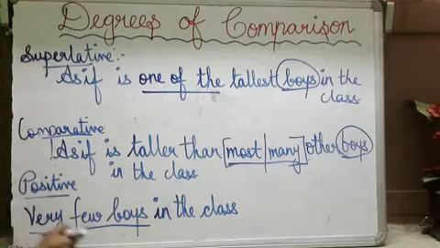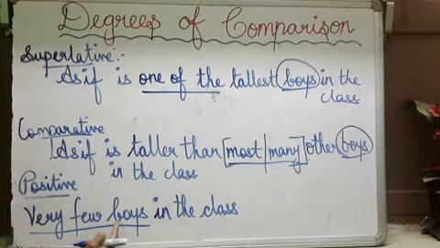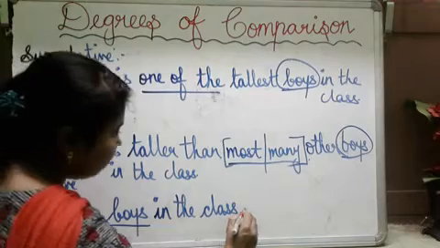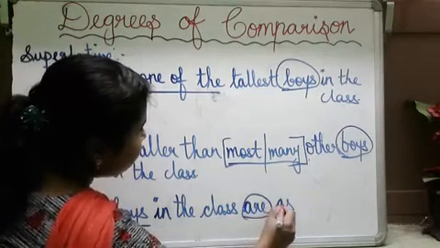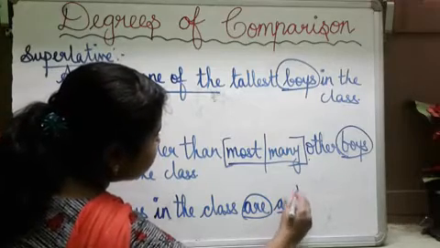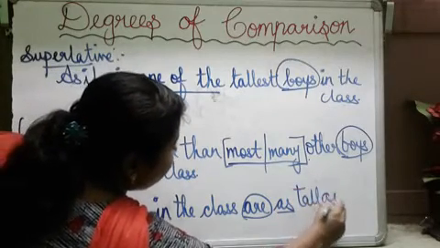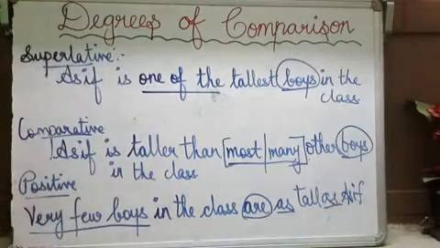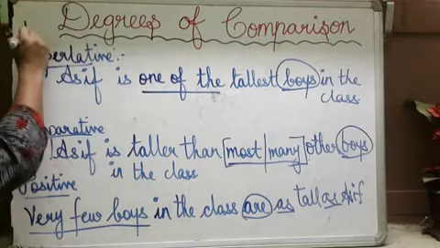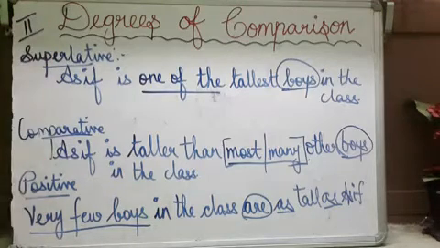So very few boys in the class. Here it is plural. Can you use the verb 'is' here? No, you should use 'are' here. So 'are', then 'as tall as Asif'. Very few boys in the class are as tall as Asif. So this is the second pattern. That was the first and this is the second pattern. Next we are going to learn the third pattern.